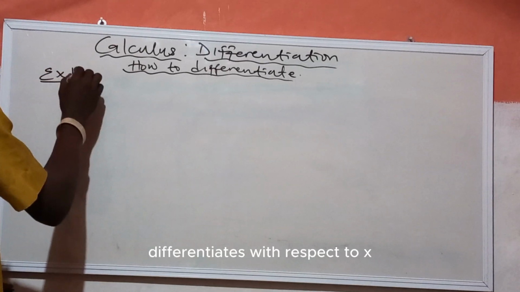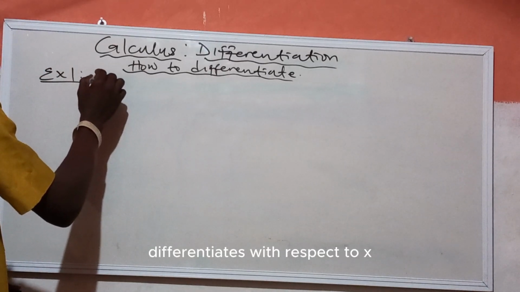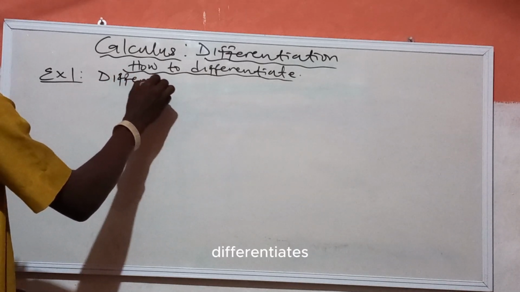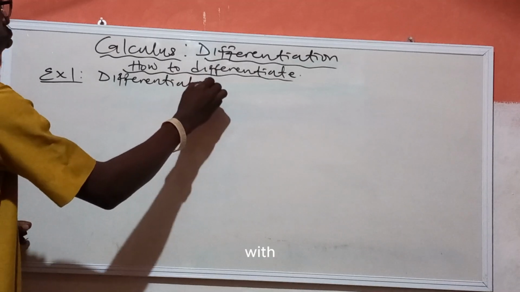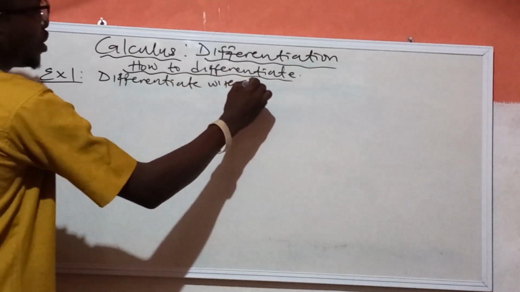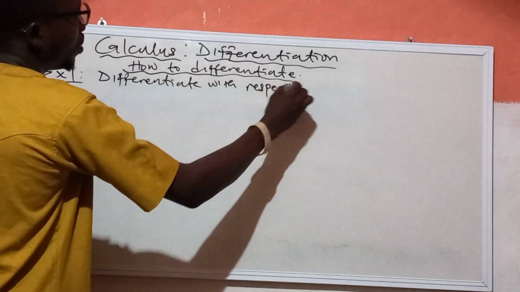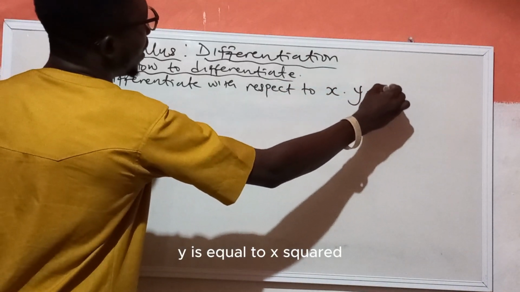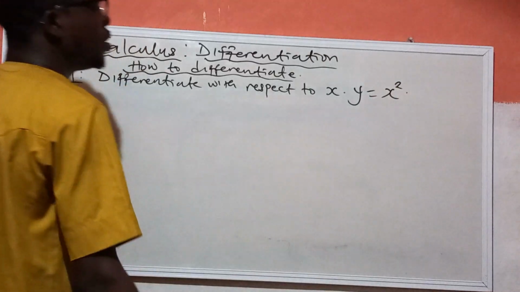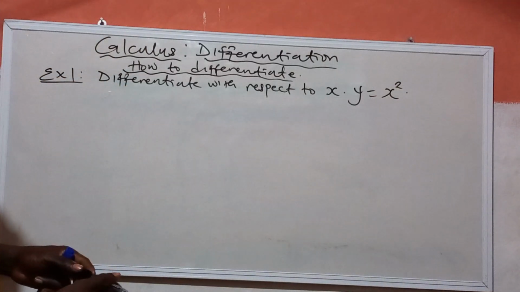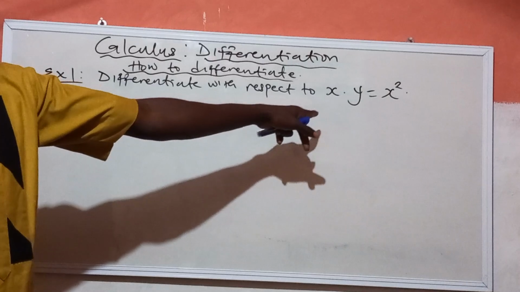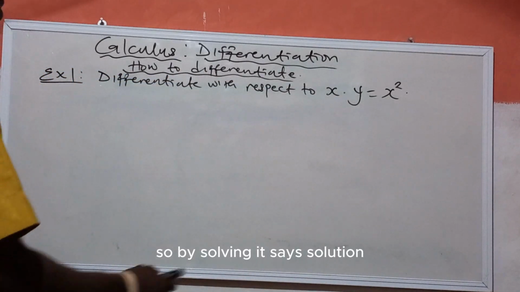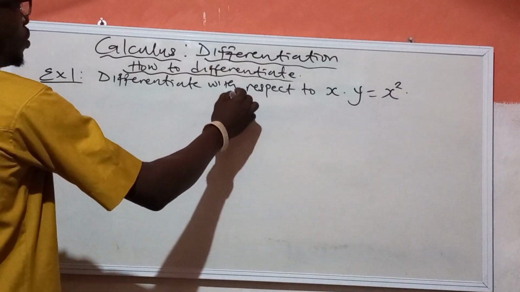Example 1. Let's see. Differentiate with respect to x. Y is equals to x squared. So by solving, we say solution.